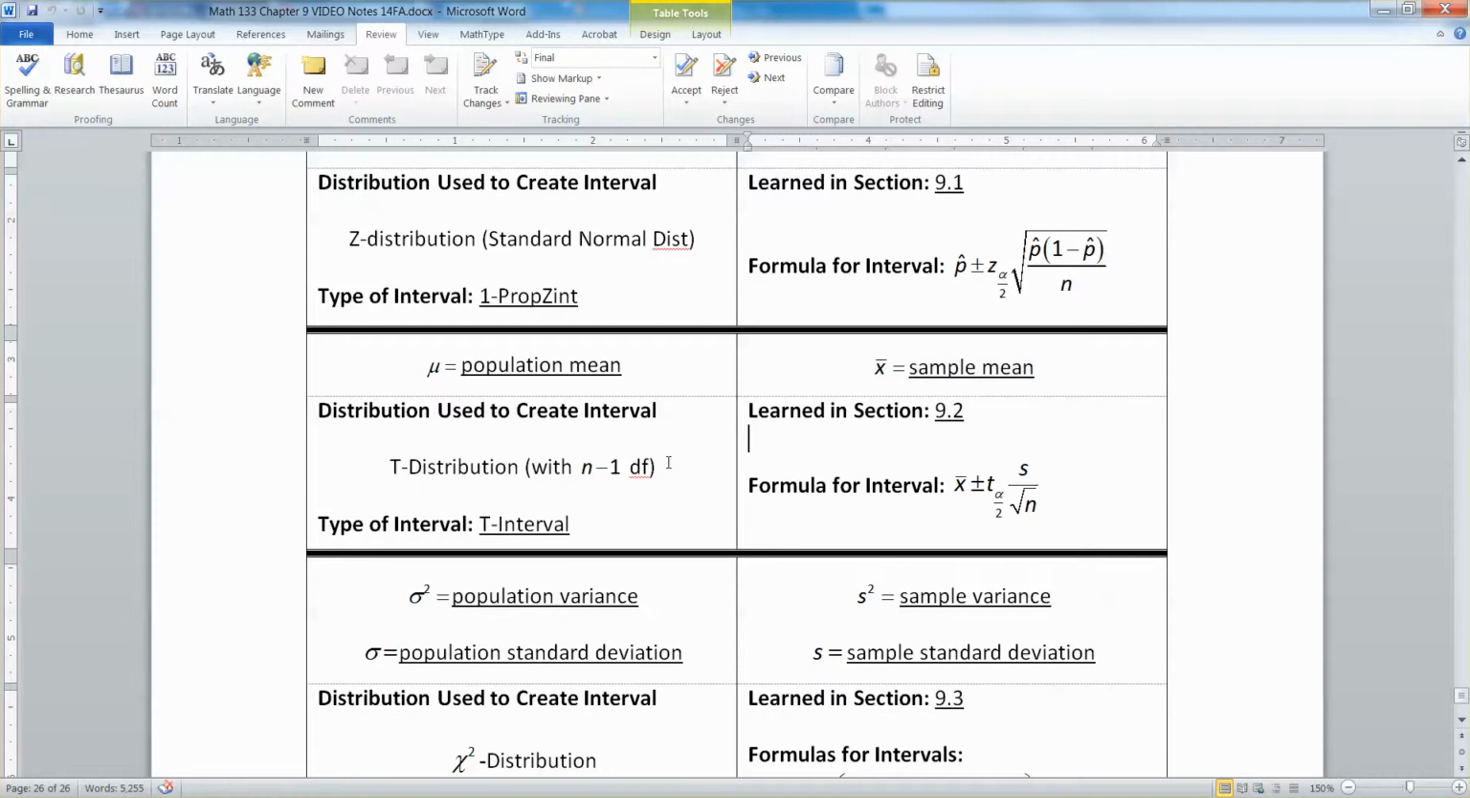So x bar is the point estimate. And we're going to use a t-distribution with n minus 1 degrees of freedom. And you can tell it's a t-distribution because the formula itself uses t alpha over 2. And then it has s, which is the sample standard deviation, the same sample standard deviation you were finding in Chapter 3, right, with the calculator. Now, when you want to find this interval with the calculator, you use the t interval.